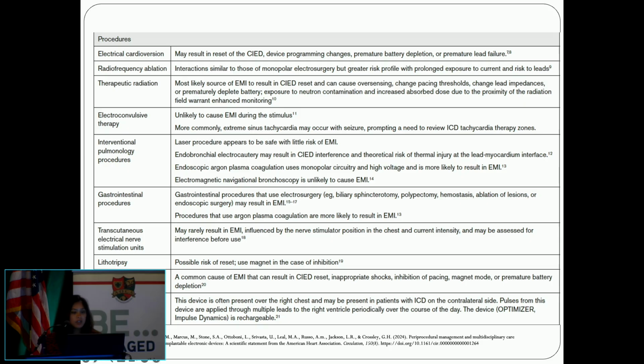Some that I found interesting: therapeutic radiation can result in device reset. TENS units can sometimes cause EMI as well, and lithotripsy can cause a reset.